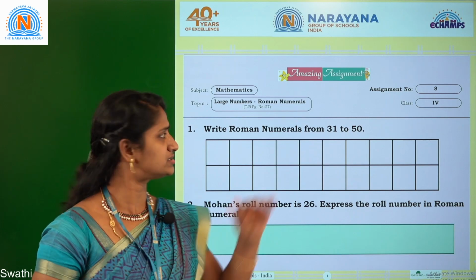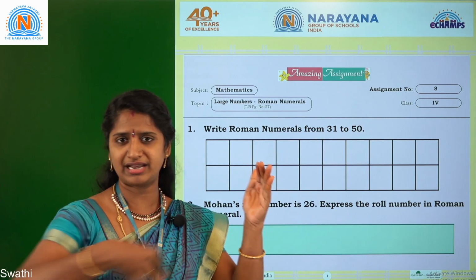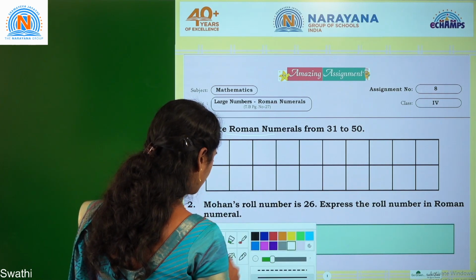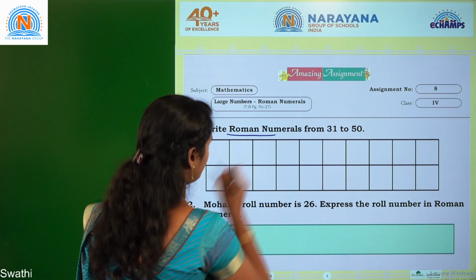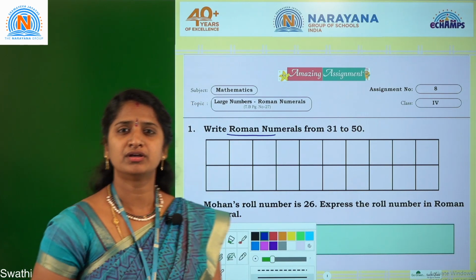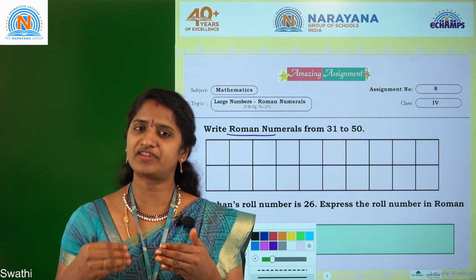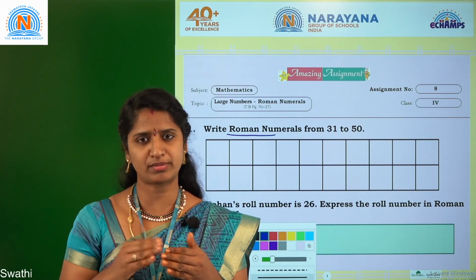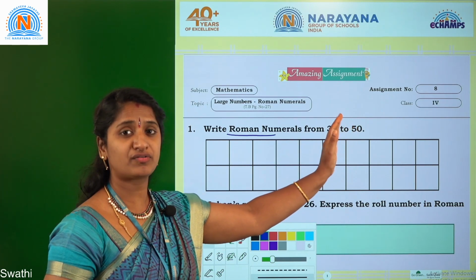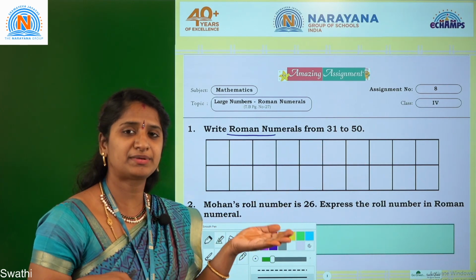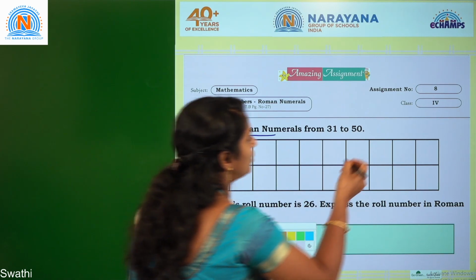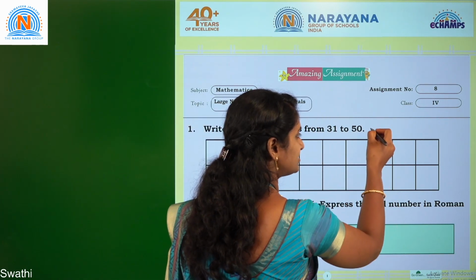So we know the numbers 31, 32 and 33 like that. But what are the Roman numerals, children? Here we have special numbers. Roman numerals represent numbers in a different form. Let us check which Roman numeral represents 31, 32, 33 like that. We have already discussed this in the previous class.